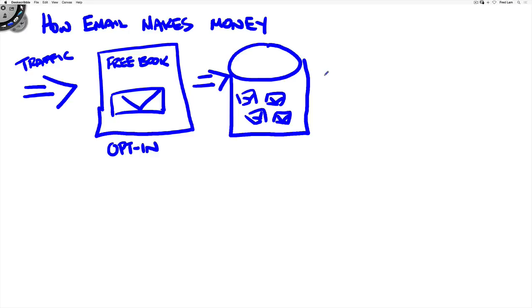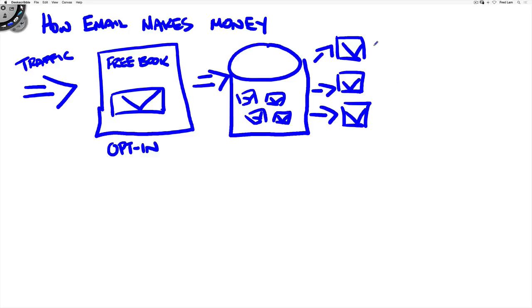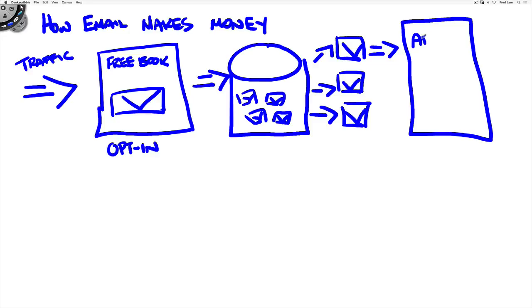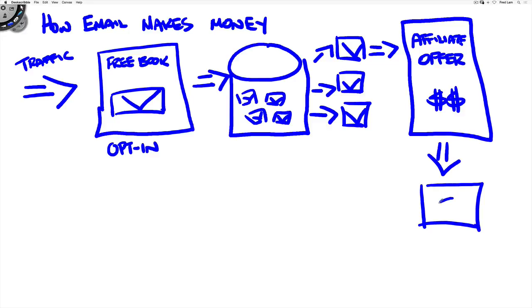Now, over time, with this email database, you can start writing them emails. You can write whatever emails you want, and you want to send them really good content and also promote offers. So let's say this email is specifically about promoting a specific affiliate offer. When someone clicks on that email, goes to this affiliate offer and purchases, that money goes right into your bank. Obviously, I was trying to draw a bank, but I don't know how to draw a bank, so I'm just going to use boxes. That's how you start making money with emails.